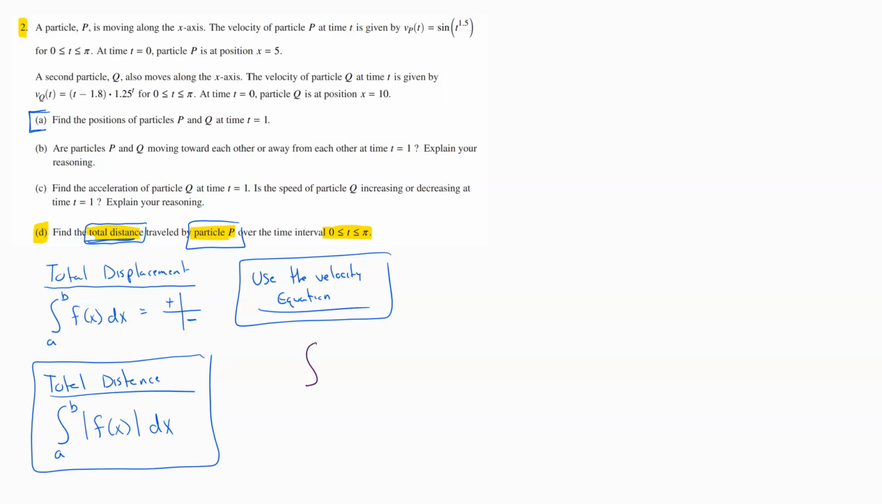So the setup on this that we would use is to find the integral from, and these are our bounds here, a lower bound of 0 and an upper bound of pi. Now we're going to take the absolute value of particle P's velocity equation, which they gave us back up in the language of the problem. So the absolute value of the sine of t to the 1.5, and then close that absolute value, and then dt. The great news for us is this is a calculator required section, so we can actually find this answer pretty quick and easy using the calculator.